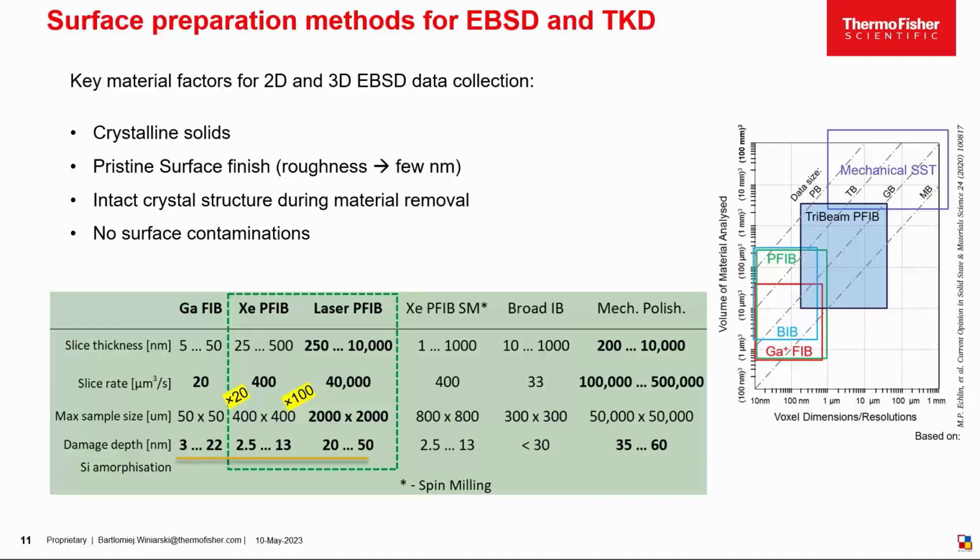Gallium FIBs are a well-established system dedicated for work with rather small cross-sections, dozens of microns, or small volumes with thin, a few nanometer thick slices. Plasma FIBs open much bigger cross-sections and volumes, at the expense of slightly thicker slices. The tri-beam is a real game changer that accesses millimeter-sized cross-sections and large volumes, since the material removal rate is a few orders of magnitude bigger than FIB or plasma FIB.